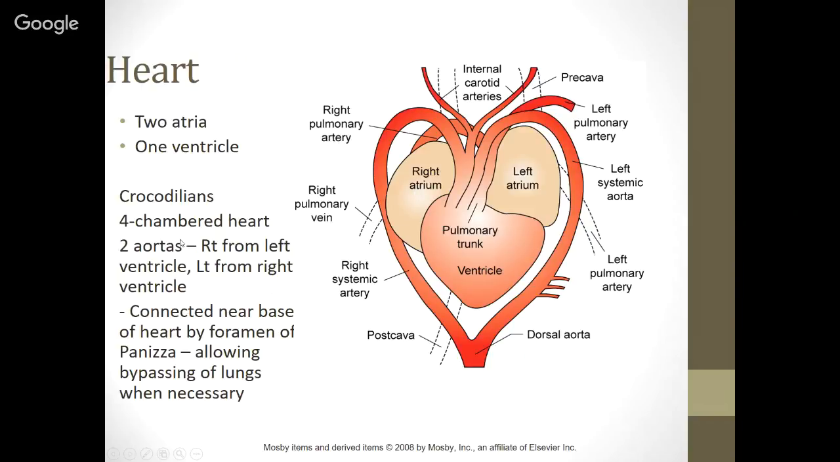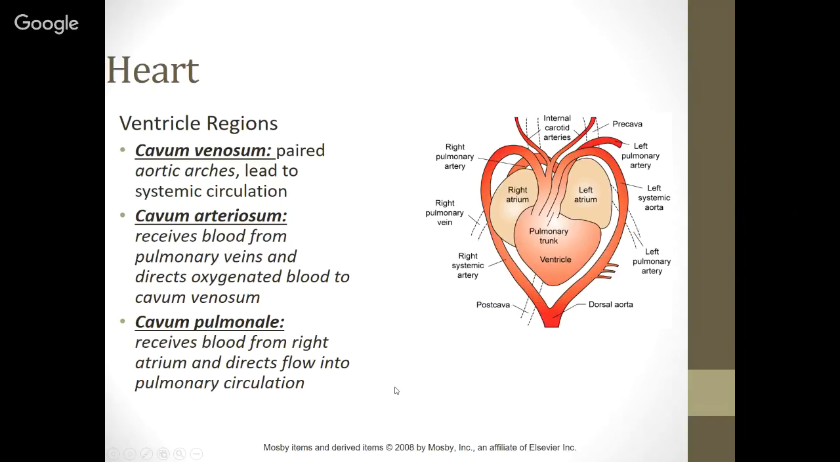With crocodilians, they actually have a 4-chambered heart with 2 aortas, right from the left ventricle, and the left one comes from the right ventricle, and they're connected near the base of the heart by the foramen of Panizza, which allows bypassing of the lungs when necessary. So there's a lot of mixing of oxygenated and deoxygenated blood within the heart.